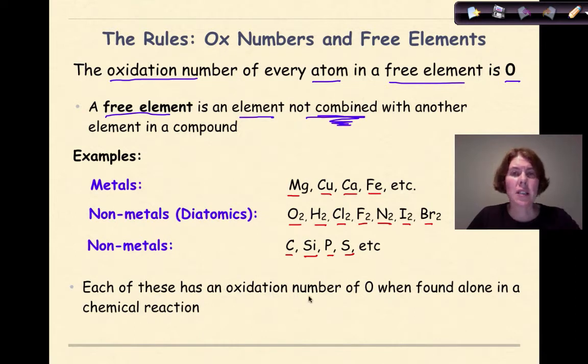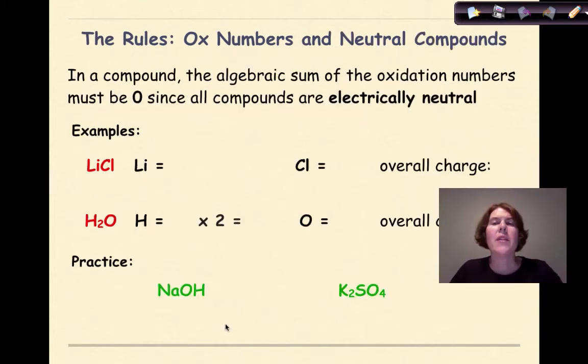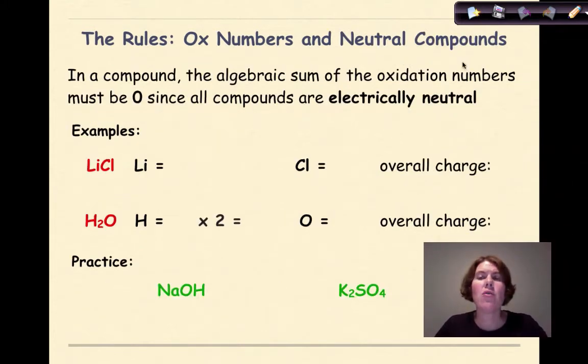Each of these has an oxidation number of 0 when found alone in a chemical reaction. And when we start talking about things like synthesis reactions and single replacement reactions, this will make a lot more sense. Now let's talk about oxidation numbers and neutral compounds.